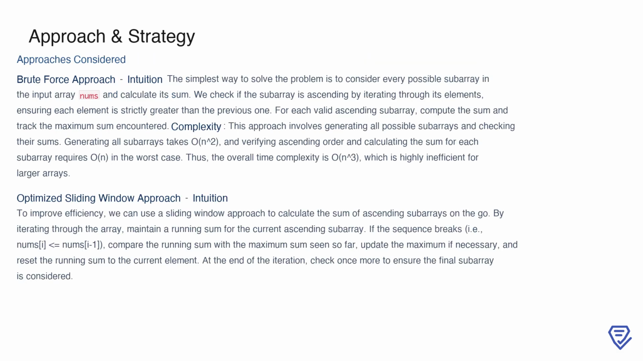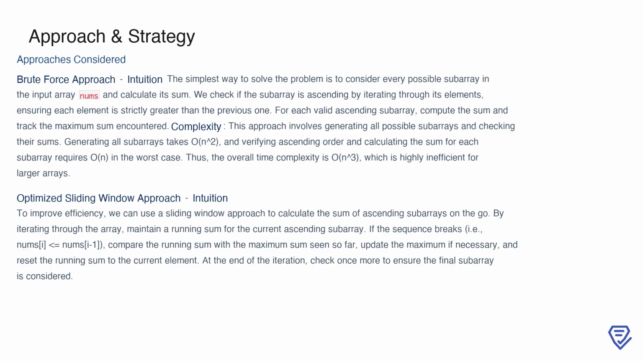To approach this problem, we first consider the brute force method. The intuition here is straightforward. We generate every possible subarray from the input array nums and calculate its sum. For each subarray, we verify if it is ascending by checking that each element is strictly greater than the one before it. Once we confirm a subarray is ascending, we compute its sum and keep track of the maximum sum encountered. However, the complexity of this approach is a significant drawback.